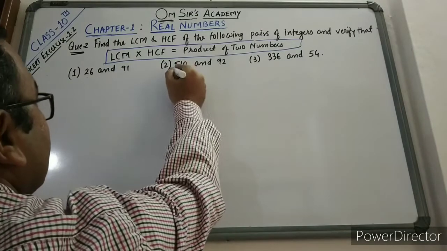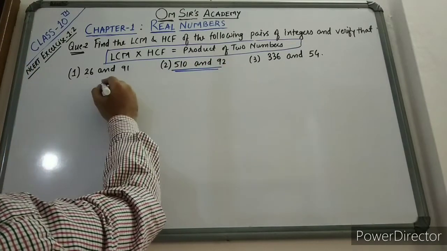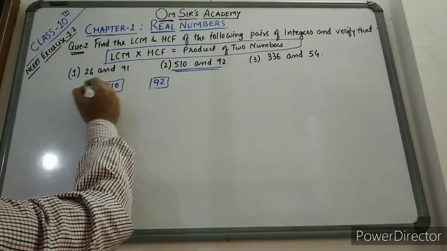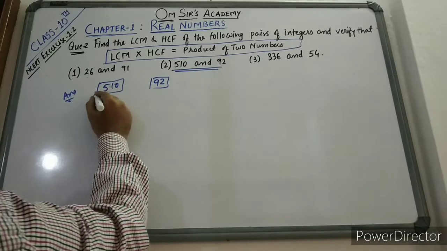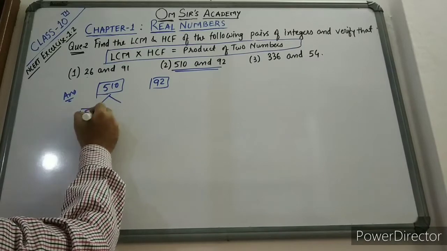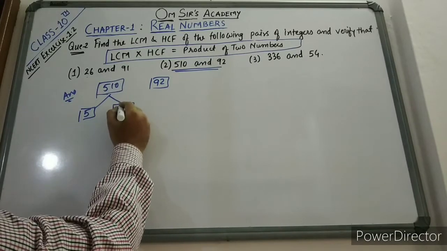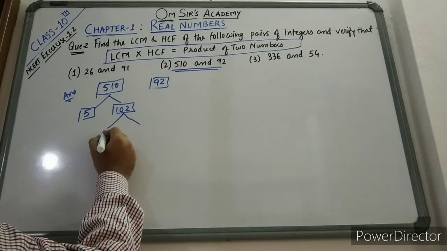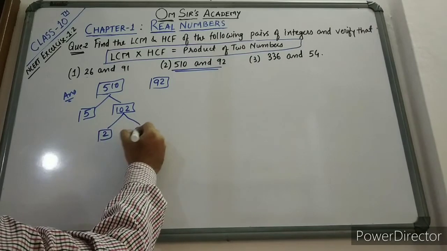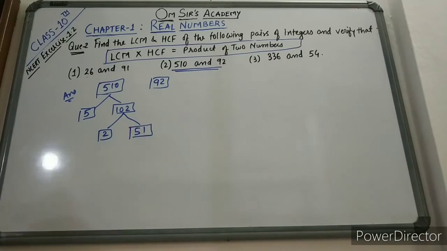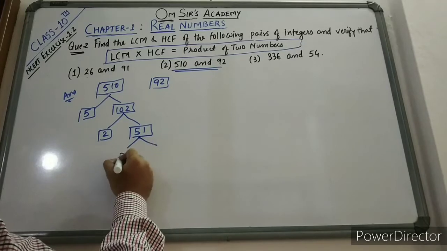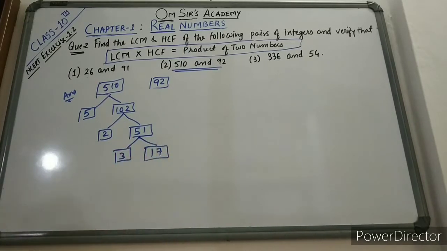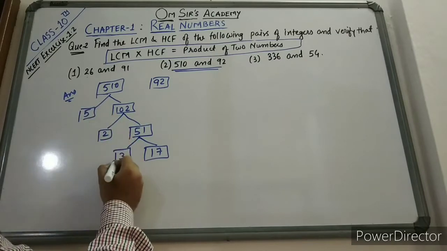The second sum is 510 and 92. What are the prime factors of 510? 510 can be divided by 2, 2 fives are 10, 2 ones are 2, so 255. Then 51 can be divided by 3, 3 17s are 51. Is it clear? No need to see the order of primes.